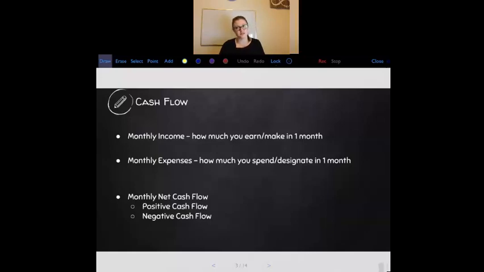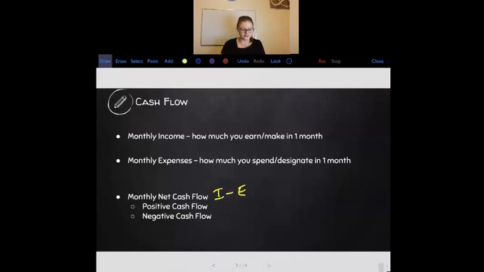Monthly expenses are how much you spend or what you're designating to save in a month. Some examples of spending might be food, cell phone, school supplies, tuition. And I also mentioned what you're designating, what you're putting away to save, which will relate to one of the next problems that we do. But those are also considered expenses because you're putting it somewhere, even though it may not be going to a company.